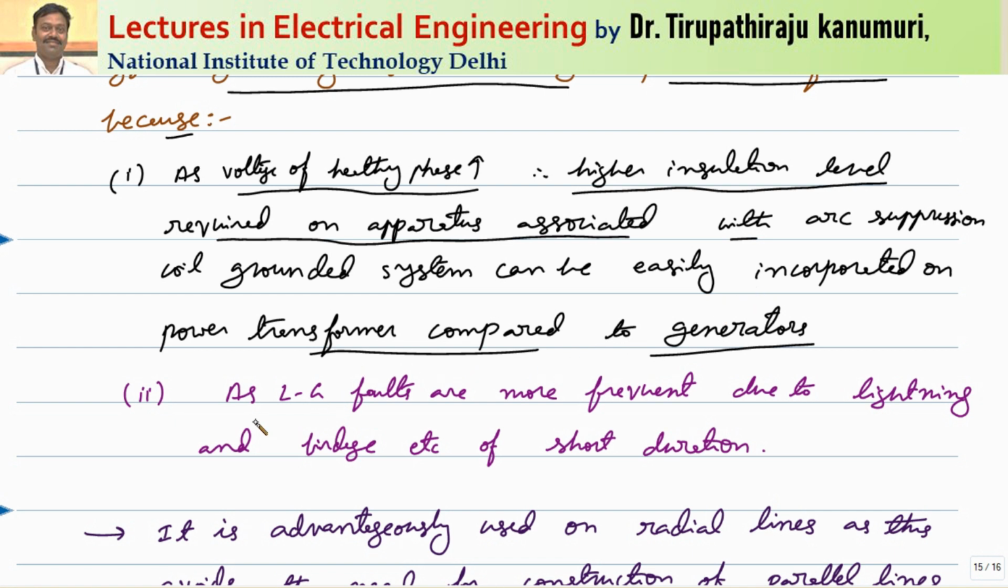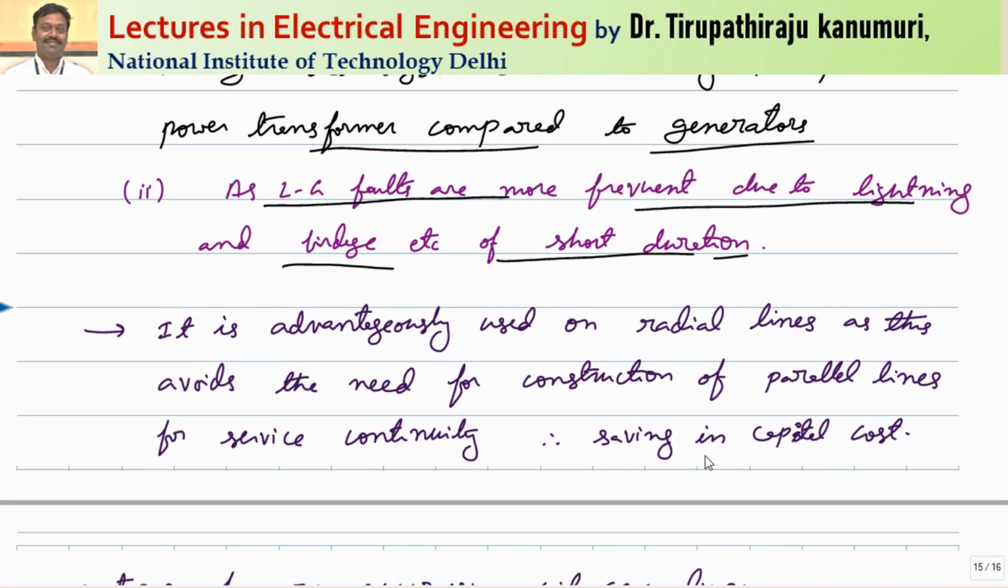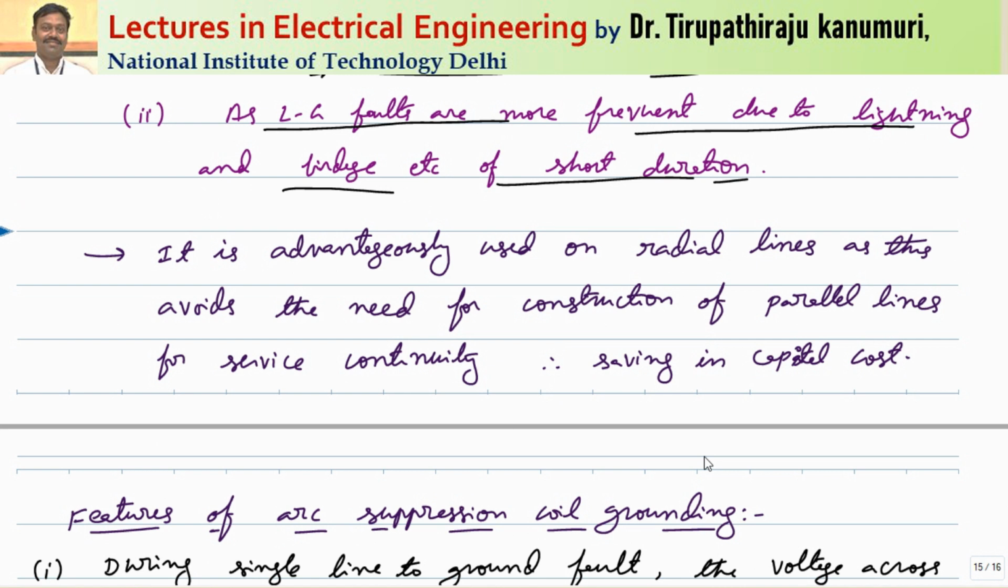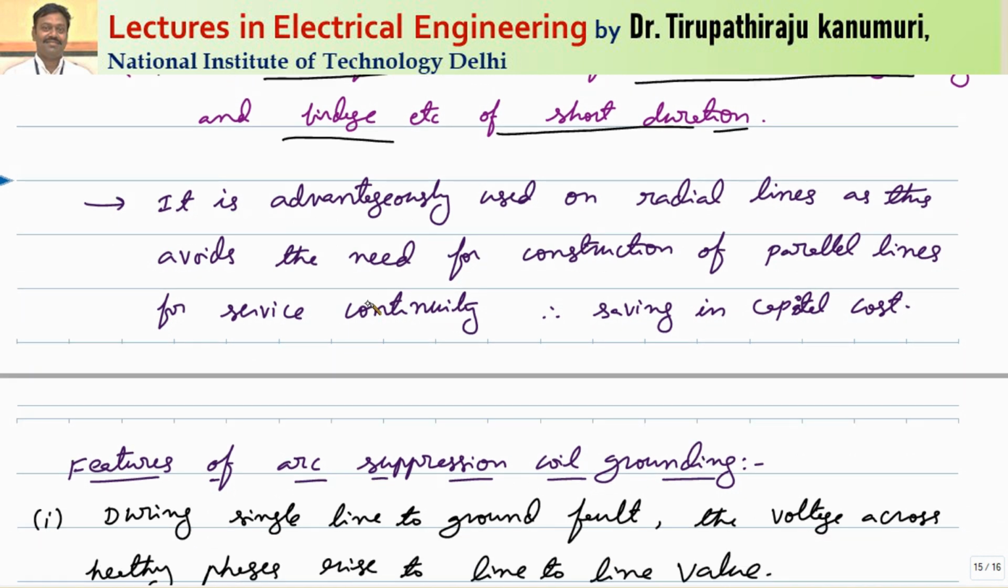Getting it? And the next one, the LG faults, line to ground faults, are more frequent due to lightning and birds etc., and they remain for a short duration. These are the frequent faults. So as these are the frequent faults, they go on coming frequently, your system should be able to withstand the transients that come during these faults. So that is also easily possible in the case of transformers compared to that of alternators.